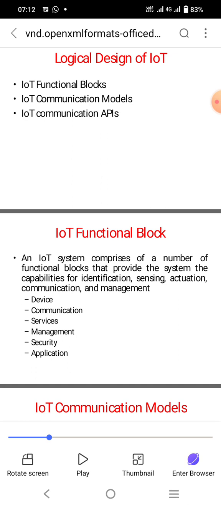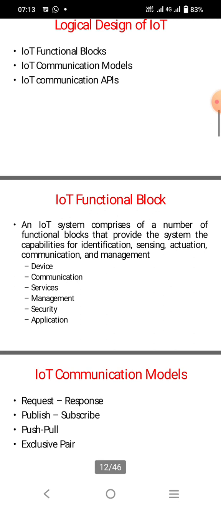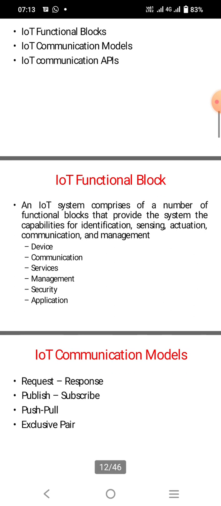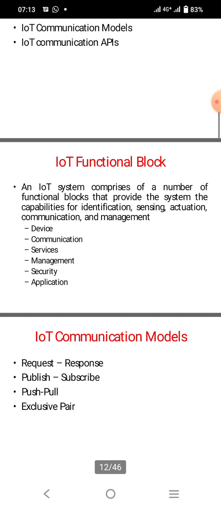The first one is the IoT functional blocks, the second one is the IoT communication models, and the third one is the IoT communication APIs. First, the IoT functional block. An IoT system comprises a number of functional blocks that provide the system with the capabilities for identification, sensing, action, communication, and management.